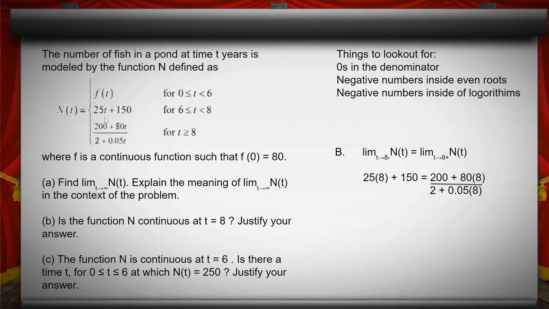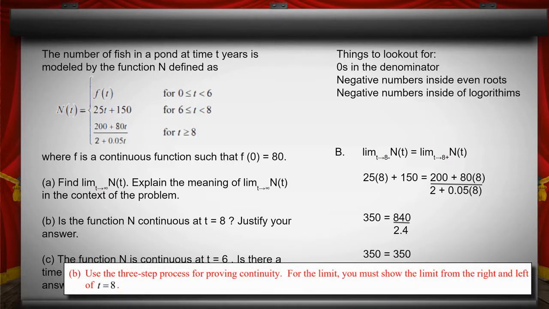We have 25t plus 150 equals 200 plus 80t over 2 plus 0.05t. For each of these parts, we plug in 8 for t, and then see if we have a true or false statement. On the left side we get 350, on the right side we get 840 over 2.4. If we simplify that down, we get 350 equals 350, which is a true statement. Therefore, the piecewise function is continuous at 8.